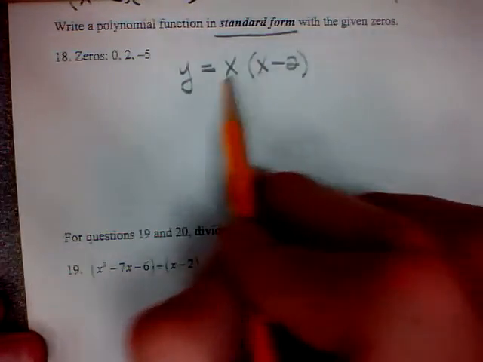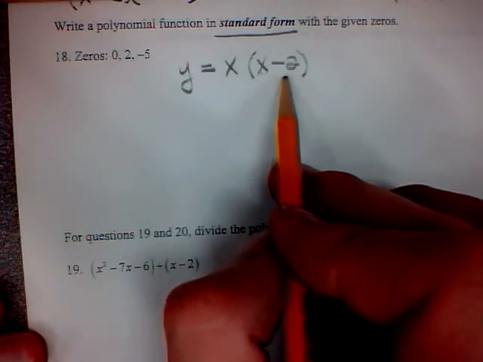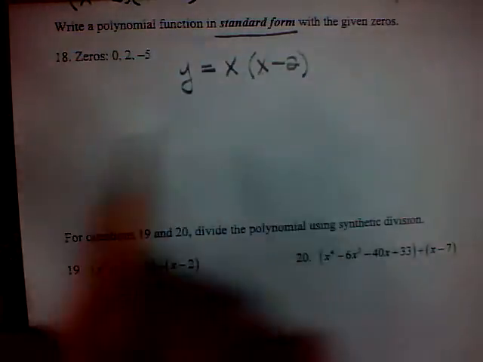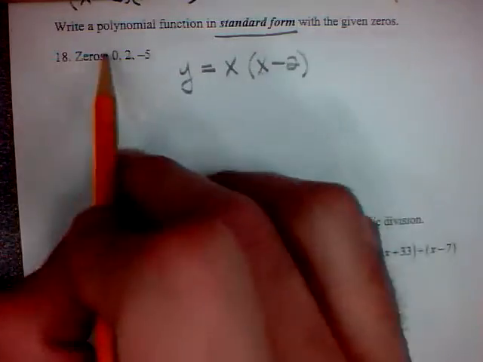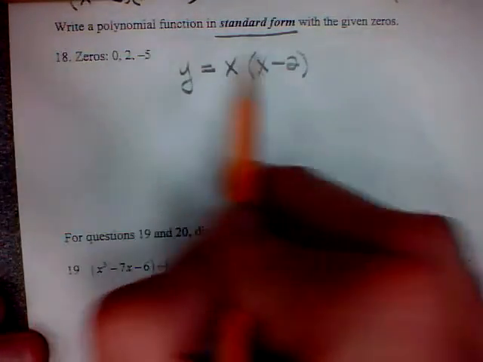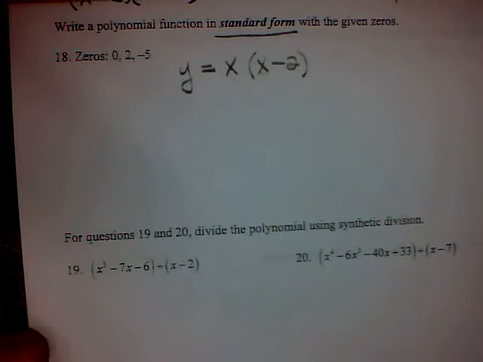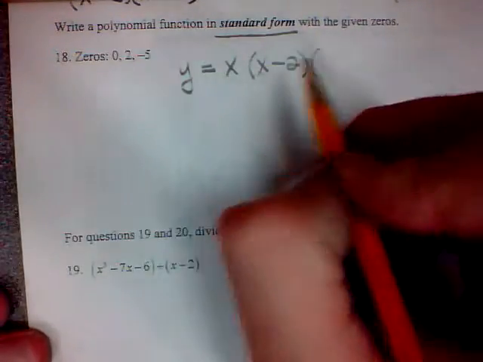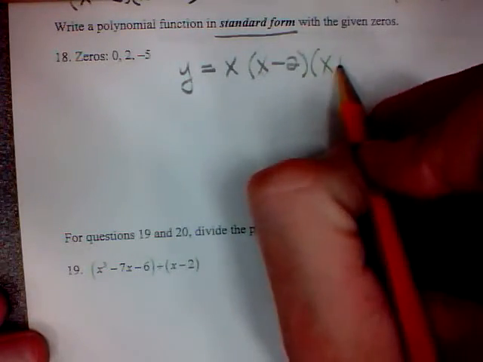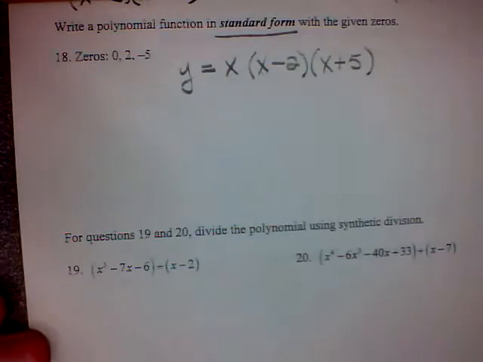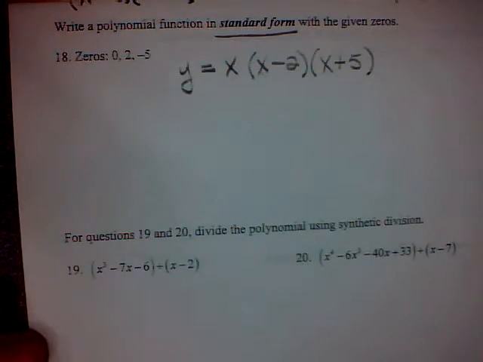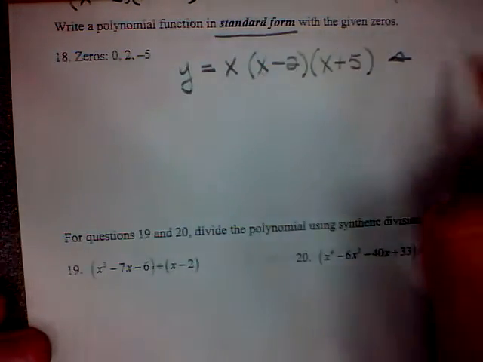So what you're doing here is you're writing all the factors that would generate these as zeros. So again, here if you plugged in 0 here, you would get 0. Here if you plugged in a positive 2 here, you would get a 0. So on the last one, what would get you a negative 5? Obviously that would be an x plus 5.